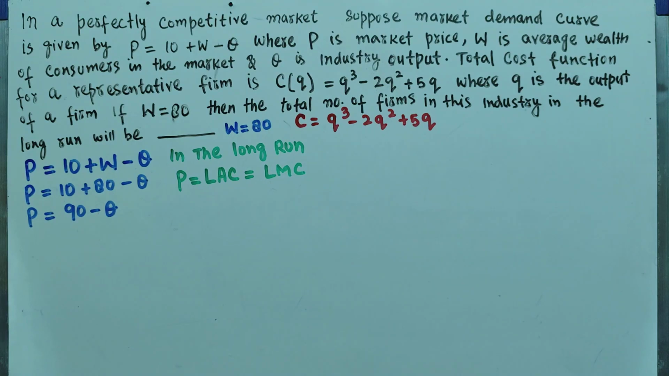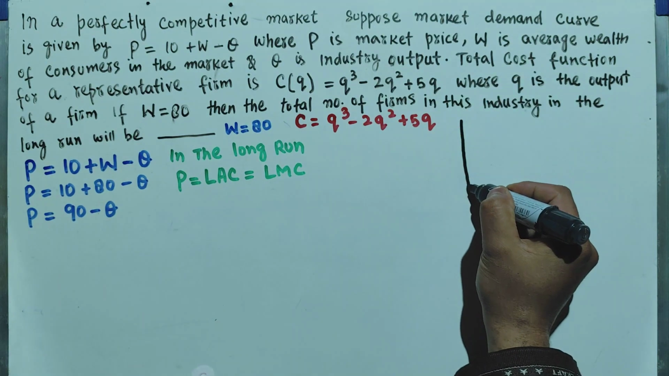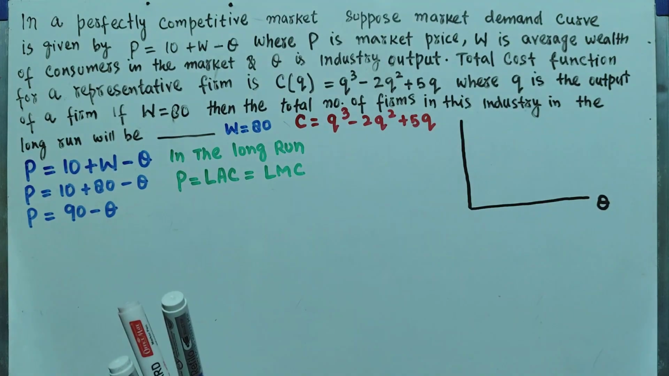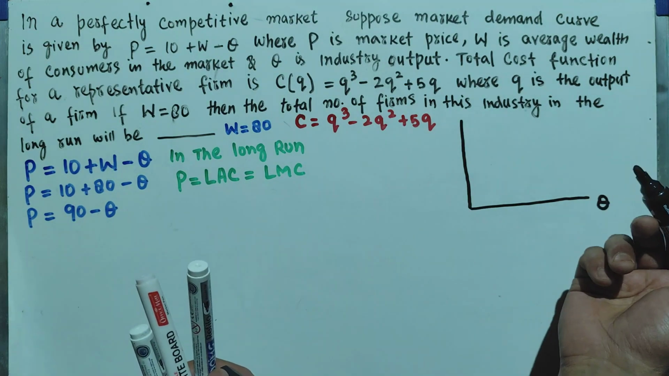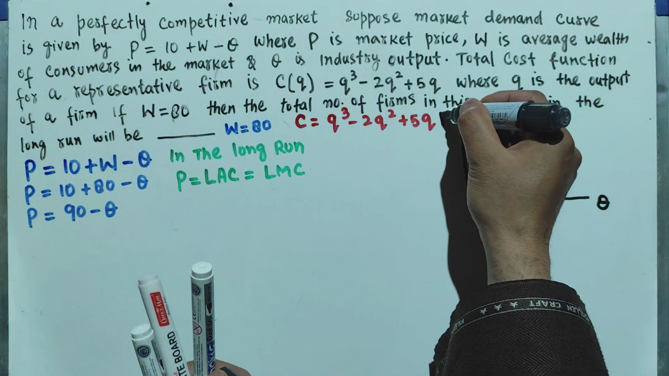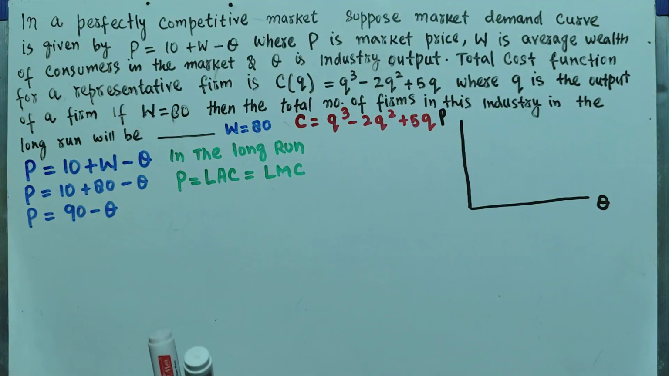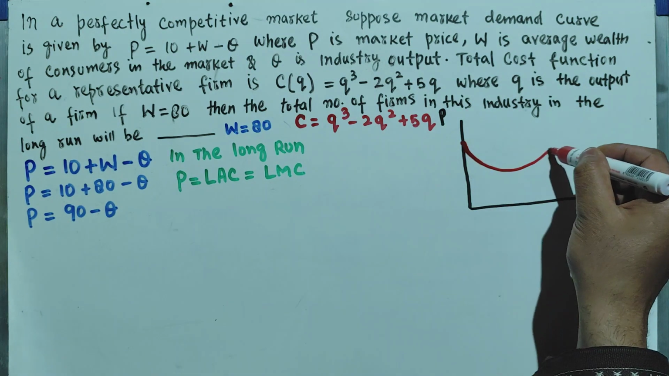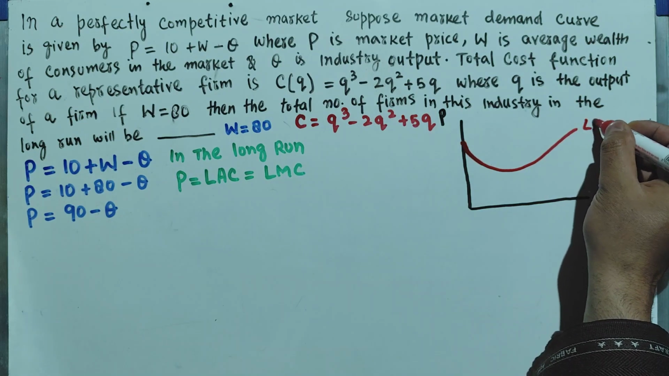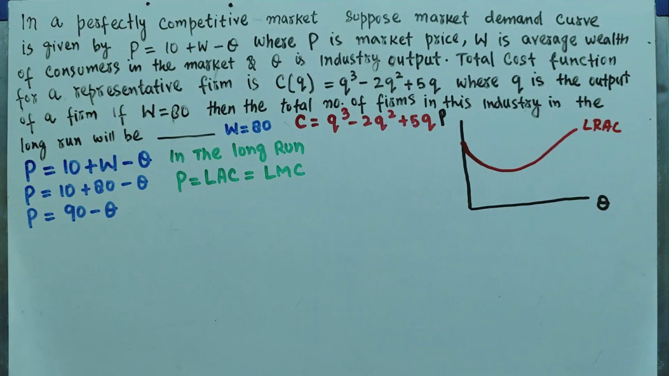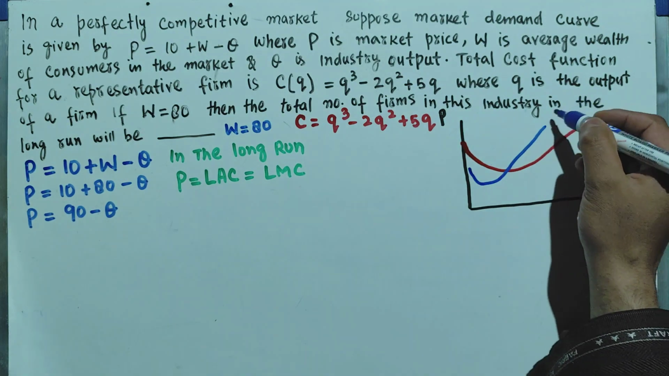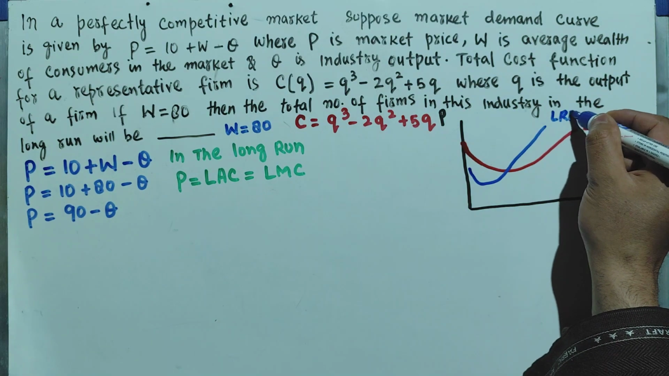Graphically, what exactly is meant by this? Let me draw a representative graph here. Simple graph. Let us suppose we have output on the horizontal axis, okay, and price on the vertical axis, and all other stuff, average and marginal cost. If I draw the long run average cost, let us say this is our long run average cost, okay, and let me draw also the long run marginal cost. Let us say this is our long run marginal cost.